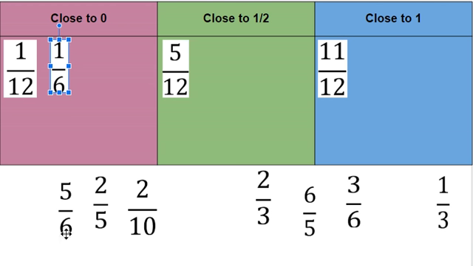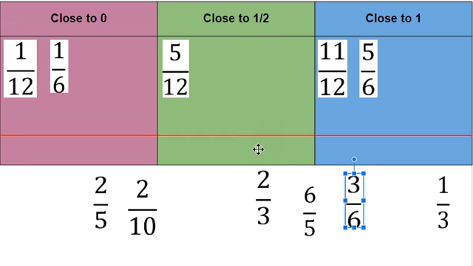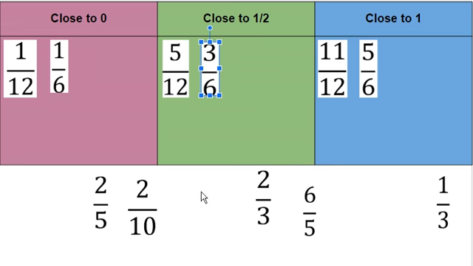Now we can look over here at this one, 5/6. If we have 5 out of 6 pieces, half of 6 is 3, so it's more than a half. Is it closer to that half, or is it closer to whole? Well, if we have 5 out of 6, that means we're only missing one piece. That brings us close to a whole. And then the other one that we have is 3/6. When we think of half of 6, we see 3. Oh, so 3/6 is a half. We put it right here. It's obviously close to a half if it is a half.